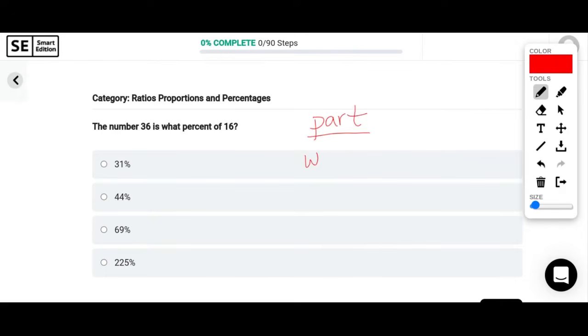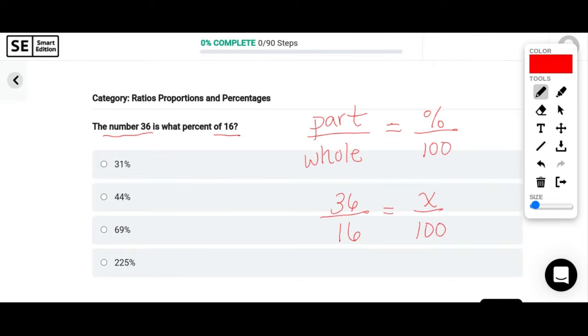So it's part over whole is equal to percent over 100. Okay, so part over whole. The tricky part here is to know what is the part and what is the whole. So the number 36 is what percent of 16. In this case, 16 is the whole, even though it's the smaller number. That's okay. The part is 36, because we want to know what percent that is of my whole of 16. So instead of percent, I'm just going to write x, so it's a little bit easier to solve.